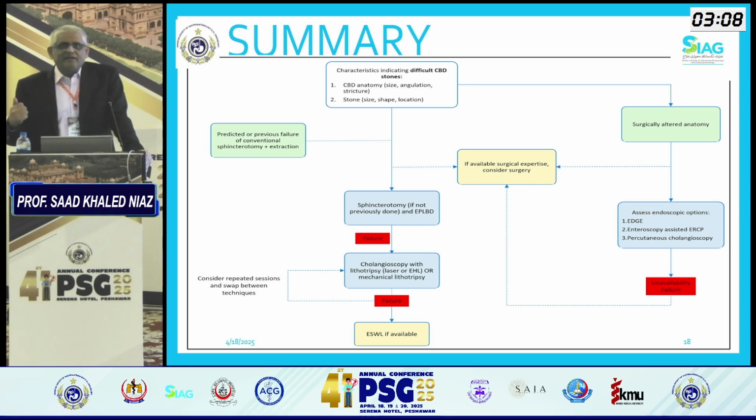Best thing here is if you don't have everything and you think the stone is difficult, put a stent and come out, and send the patient to somewhere else where at least you will not be accused of causing a complication. The last thing you want to do is try and take a stone out, use a basket, or use some device which you are not familiar with, or you're stuck with.